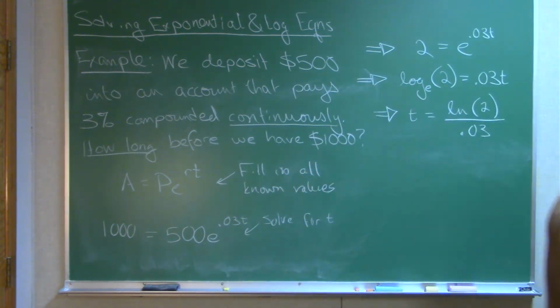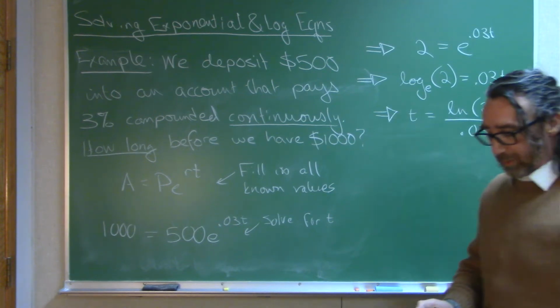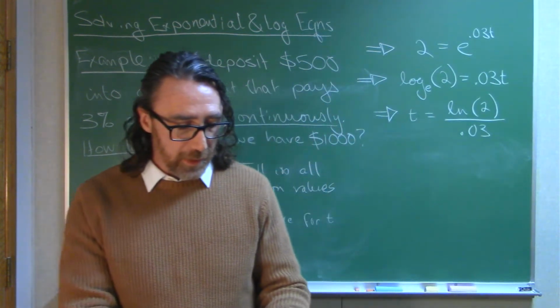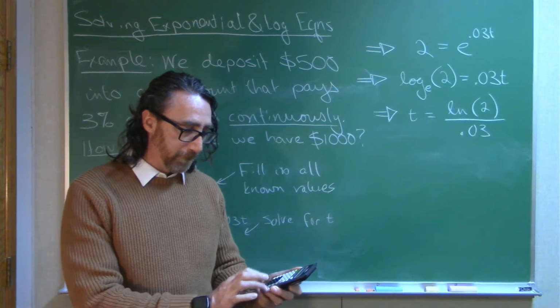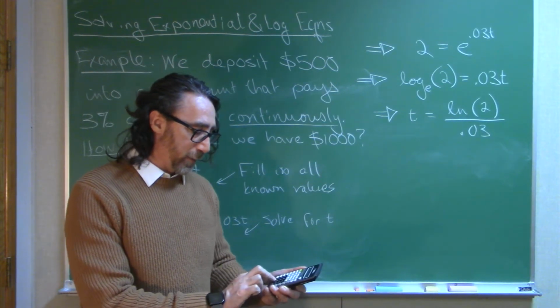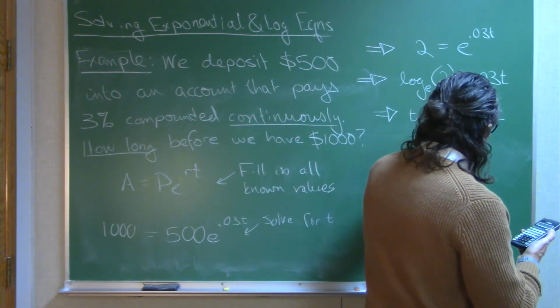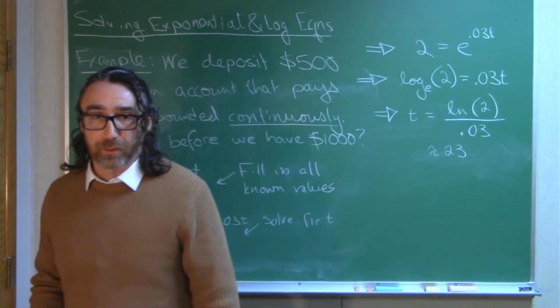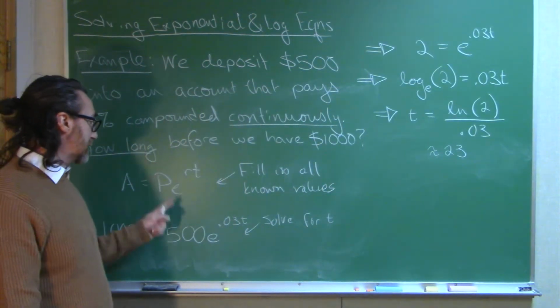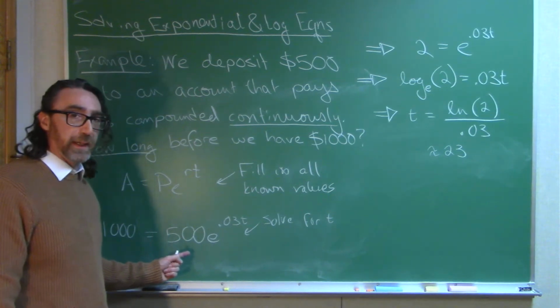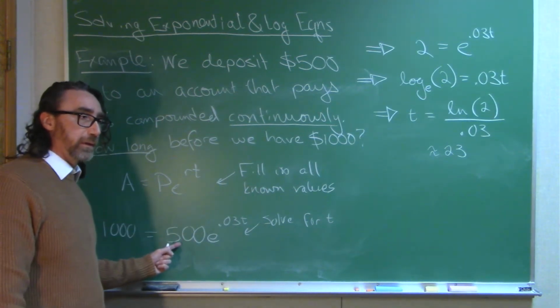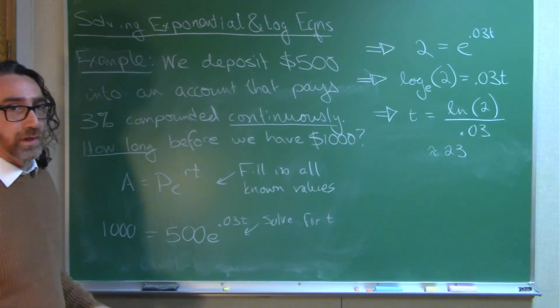Okay, so let me grab a calculator real quick, and we will approximate the value of t that makes this happen. So on my calculator, I hit ln of 2, and once I've got that, I divide by 0.03. Okay, so this is approximately 23 years. So if you're just going to let the money sit there in your bank account, and you start with 500, it'll take approximately 23 years to double your money.